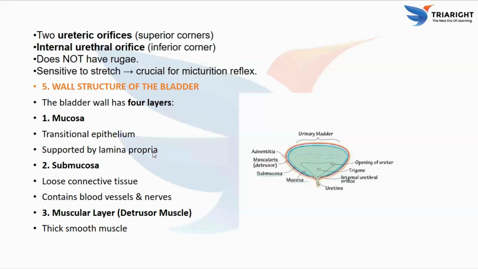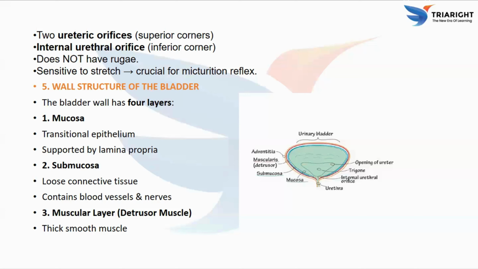Lamina propria, it's a thin layer of connective tissue under the epithelium. It contains small blood vessels and also the immune cells. What does it do? It allows the bladder to stretch without tearing, and it forms rugae, which is a folded structure when empty. And the second layer is submucosa.